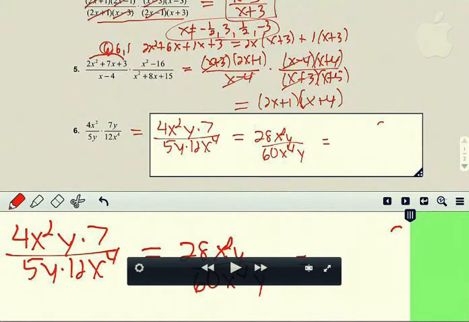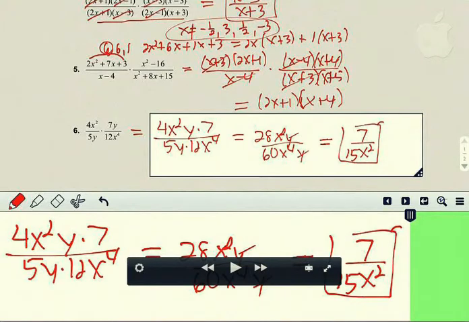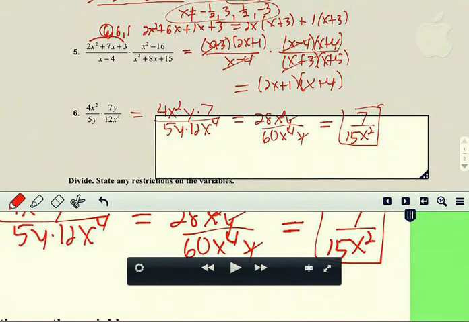Well, the y's are going to cancel. And the x squared is going to reduce to x squared in the bottom. And let's see, 4 goes into the top 7 times and into the bottom 15 times. So here's how it reduces. And to get the restrictions, you got to look here. X cannot equal 0. Y cannot equal 0.